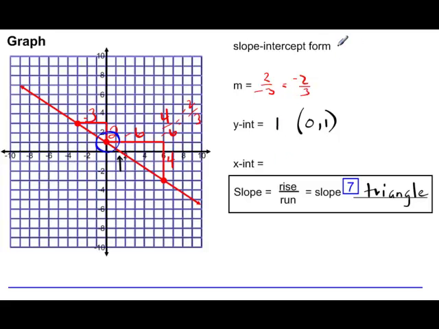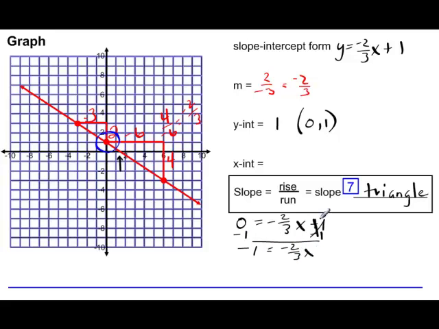So our slope-intercept form for this function is y equals, there's my slope, negative 2/3 x, and there's my y-intercept of 1. So now I can substitute 0 for y and solve for x. So do negative 1 on both sides. So negative 1 equals negative 2/3 x.